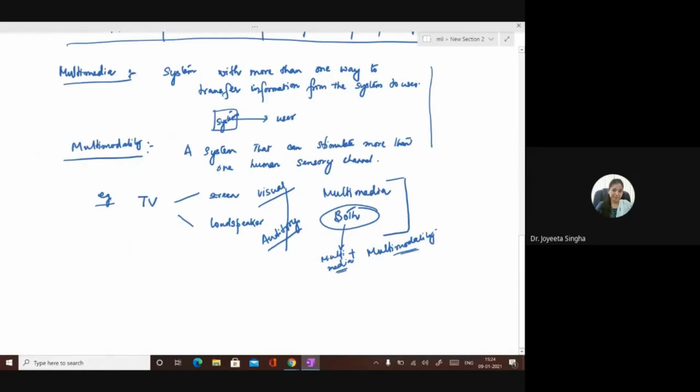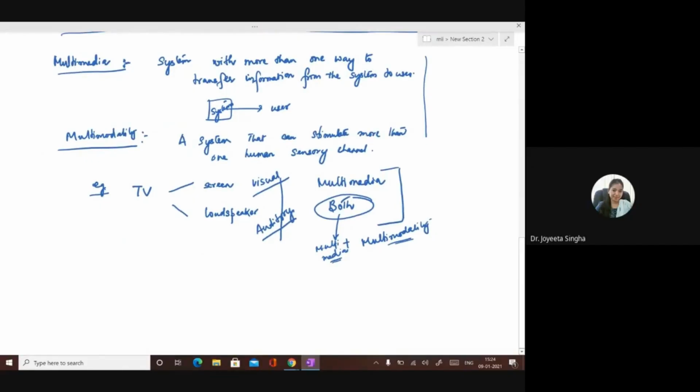But you cannot define a system as both multimedia and multimodality. As per the definition we have seen here, it seems that television is both, but in real life you cannot call a system both. You need to define it by a single term, whether it is multimedia or multimodality. The final answer is that television is multimedia. Why it is called multimedia and why not multimodality, we will see now.